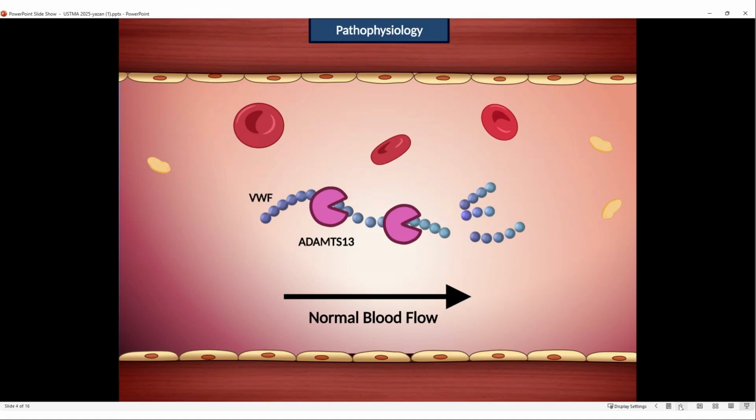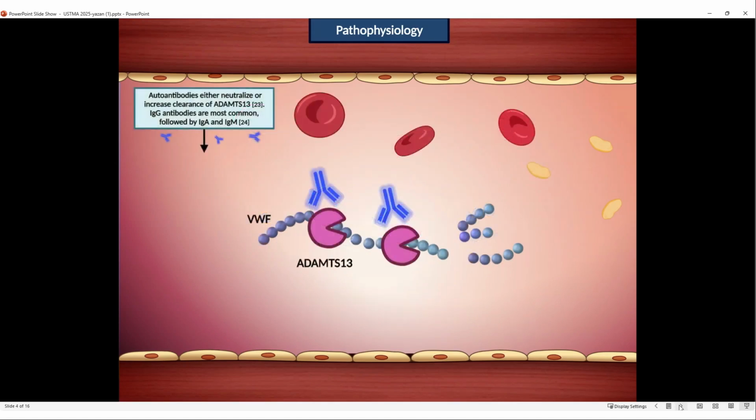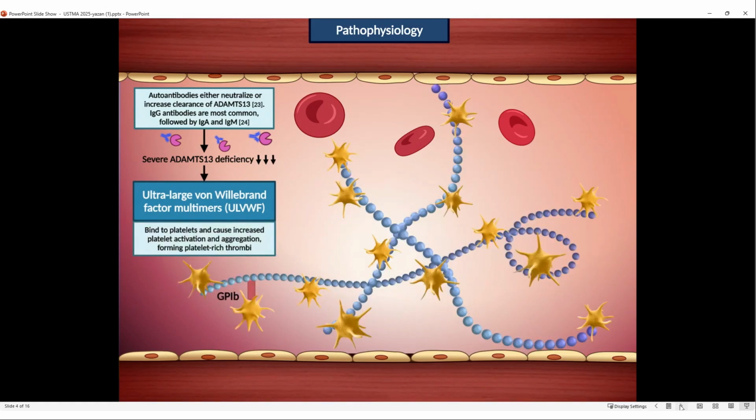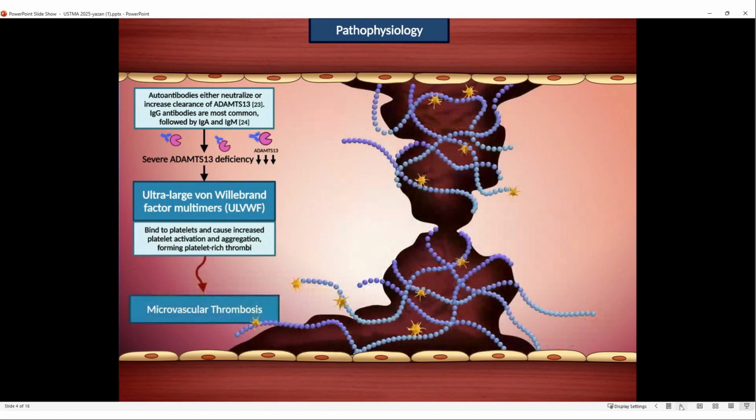However, in immune TTP, there are autoantibodies that either increase the clearance of ADAMTS13 or inhibit its function. As a result of that, this leads to a severe ADAMTS13 deficiency, which ultimately leads to the formation of ultra-large von Willebrand factor multimers, which together cause increased platelet activation and aggregation. And when that happens, this leads to the formation of microthrombi, or blood clots in the microvascular blood vessels.